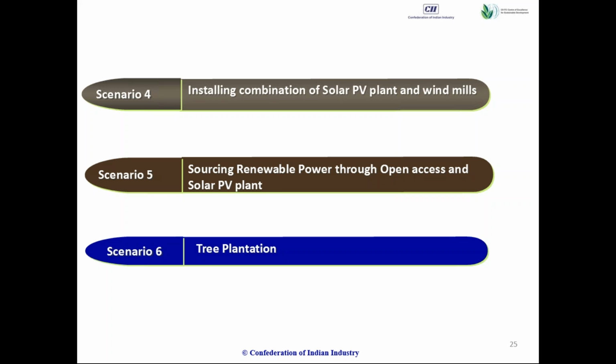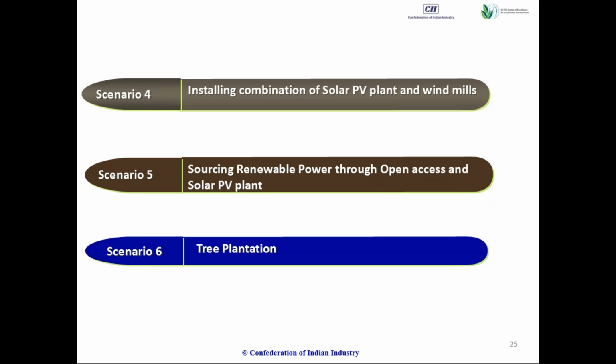So 90% of GHG emissions I have already reduced to zero. For the balance 10%, I can put up some small solar plant or one windmill. So scenario 5 is the cheapest option. It saves costs also, and it helps you to become carbon neutral.